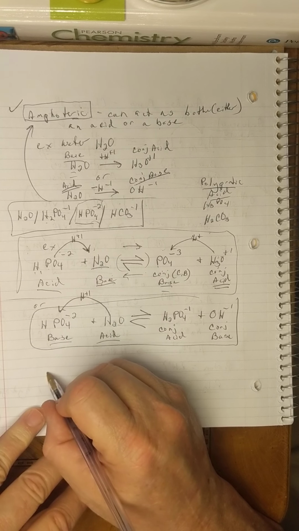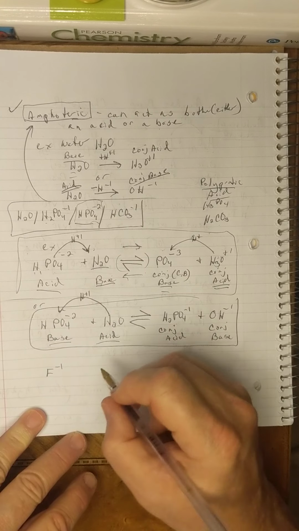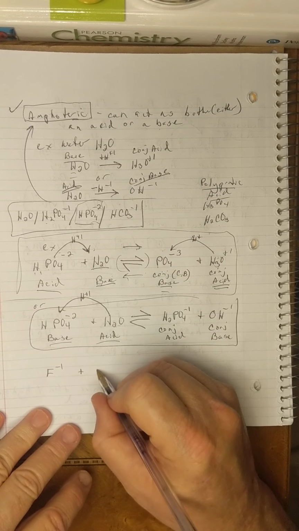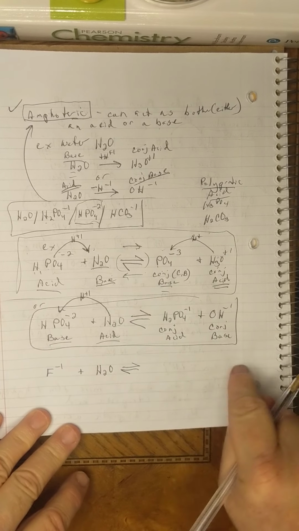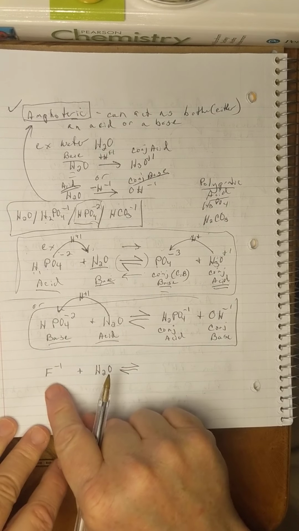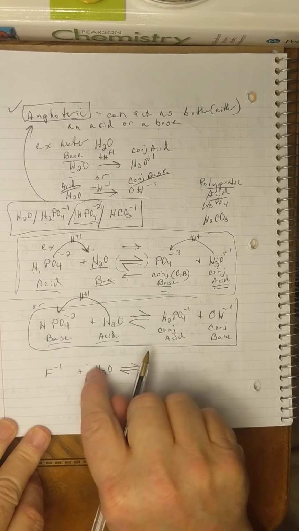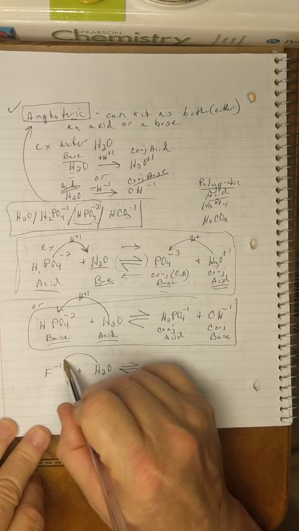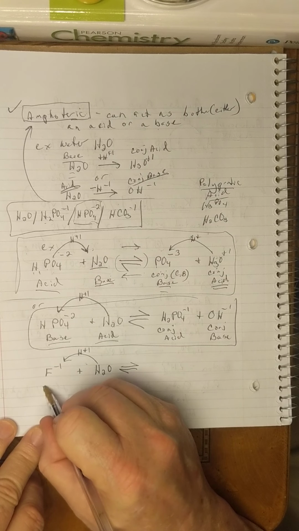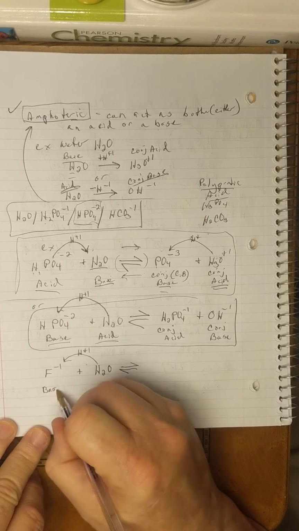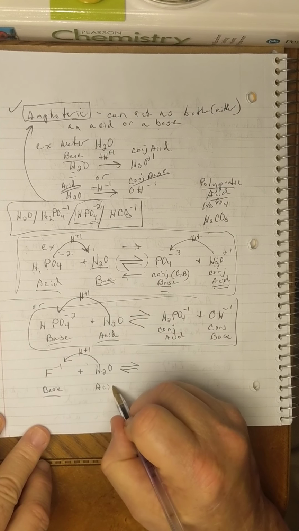If I took fluoride, just fluoride salt, like sodium fluoride, and I put it in water, it would react with the water. Now I give you these reactions, but if I looked at this, the F cannot be an acid. There's no H to donate. So the water has to act as the acid. It donates the H to the F. That makes F negative a base. It's the base of hydrofluoric acid. That makes water act as the acid.